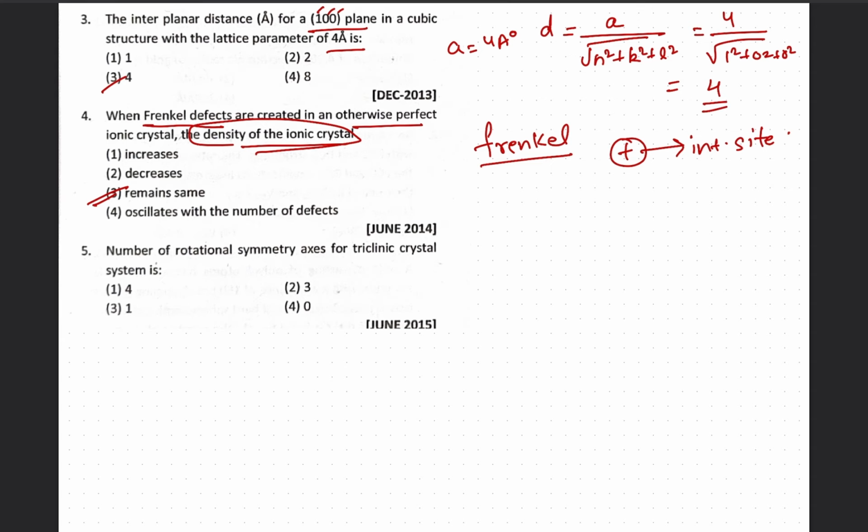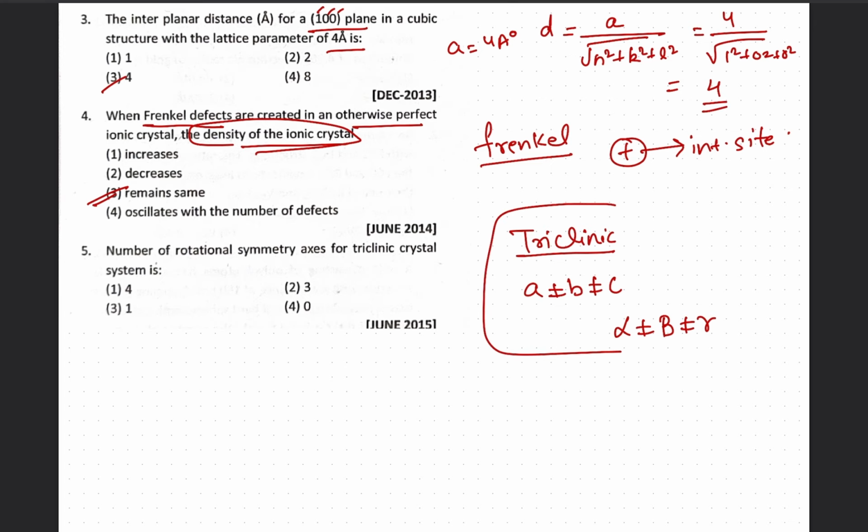Fifth is number of rotational symmetry axes for the triclinic crystal system is. Now we know that in a triclinic crystal system, a is not equal to b is not equal to c, and also the angles between the planes are not equal, right? So this is a triclinic system. In the triclinic system, we know that this is the most unsymmetrical system, so there is no symmetry axis present, so the answer will be 4, right?